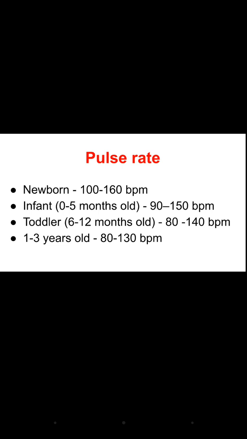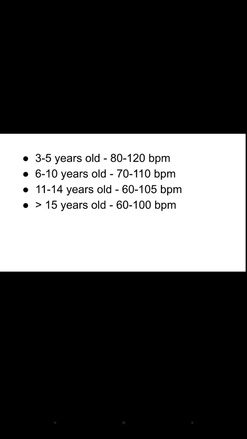The pulse rate. In the newborn, the pulse rate is 100 to 160 beats per minute. For the infant 0 to 5 months old, it is 90 to 150 beats per minute. Then from 6 to 12-month old, it is 80 to 140 beats per minute. Then 1 to 3 years old, it is 80 to 130 beats per minute. For the child who is 3 to 5 years old, it is 80 to 120 only.